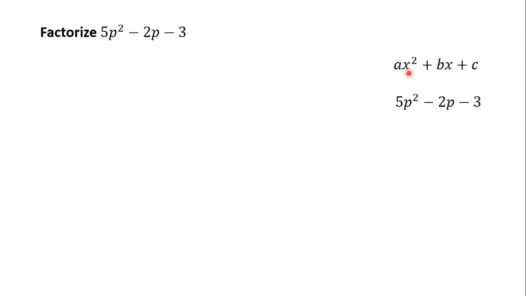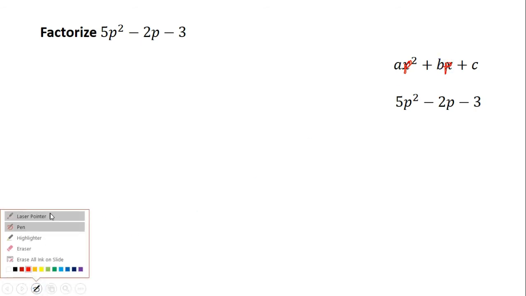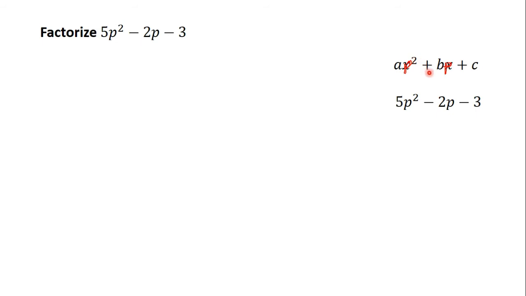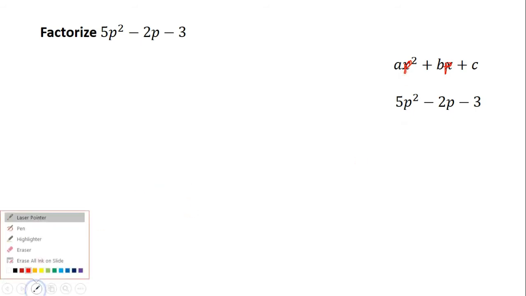The variable here is x. The variable here is p. To make things simpler for ourselves, I'm going to change the variable here to p so that you get the picture clearly. So let's change the variable here from x to p. Okay, so now we have ap squared plus bp plus c, where p is the variable. We can now go ahead with our comparison.